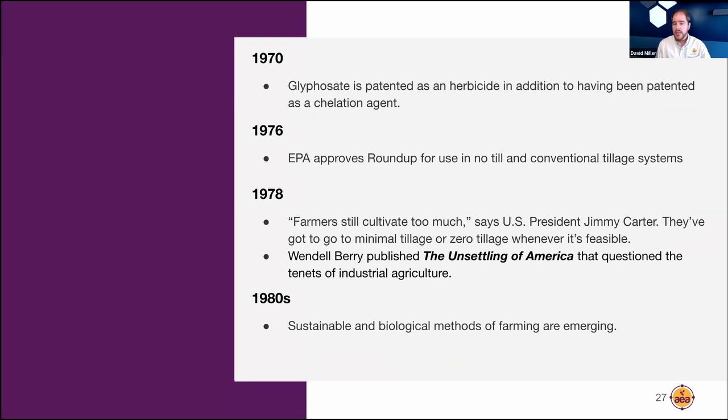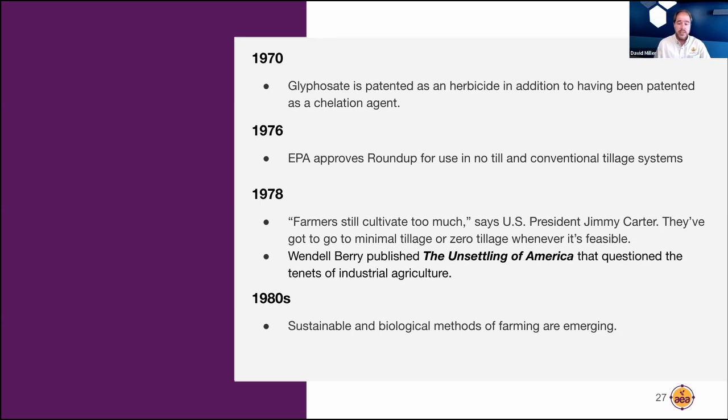1970, the glyphosate is patented as an herbicide, in addition to having been patented as a chelation agent and also an antibiotic. And then in 76, Roundup was approved to use in no-till and conventional tillage systems. 78, the president of the United States said that farmers still cultivate too much. They've got to go to minimal till or zero tillage wherever and whenever it's feasible.